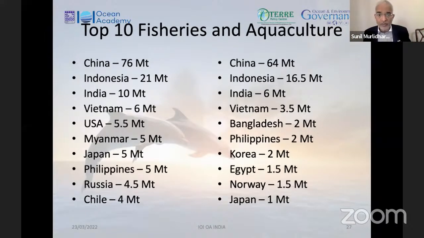And then, of course, you can see it goes up to Vietnam, number four in both. But then USA is at number four there, number five there, but Bangladesh is at number five in aquaculture and so on. So there's a bit of a mix and match there. And basically you have 10 top fisheries and 10 top aquaculture countries listed, as you can see.